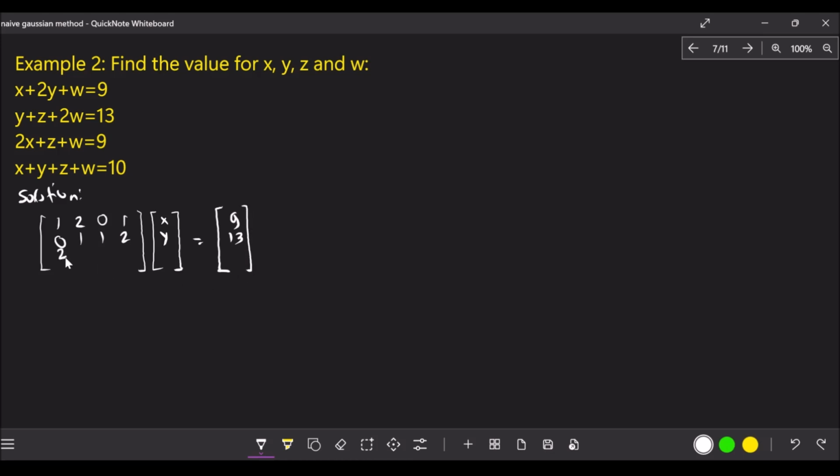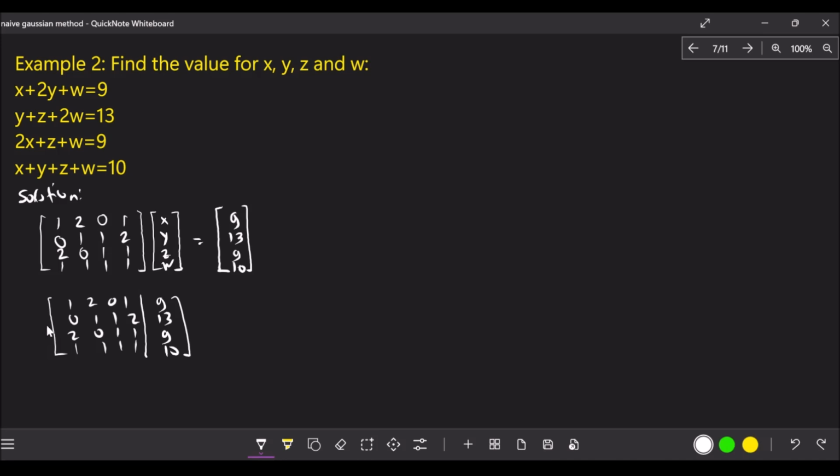Then we have 2, 0, 1, and 1, and this will be equal to 9. And the last equation, we have 1 for X, 1 for Y, 1 for Z, 1 for W, and this will be equal to 10. Then we do the augmented matrix. So we have 1, 2, 0, 1, and this will be 9. Then 0, 1, 1, 2, and this will be 13. Then 2, 0, 1, 1, and this will be 9. And 1, 1, 1, 1, and this will be 10.